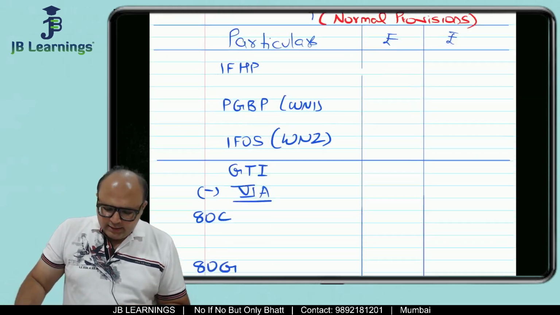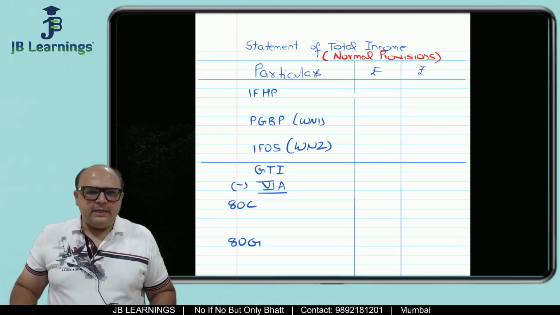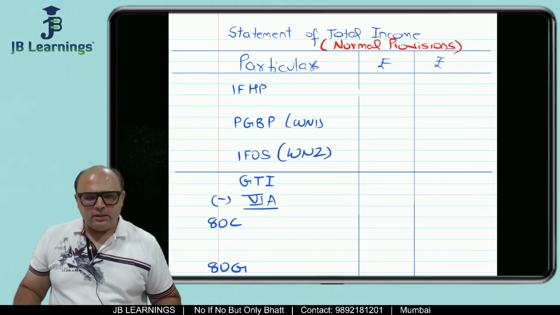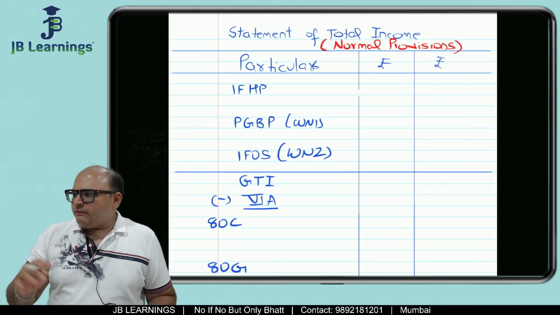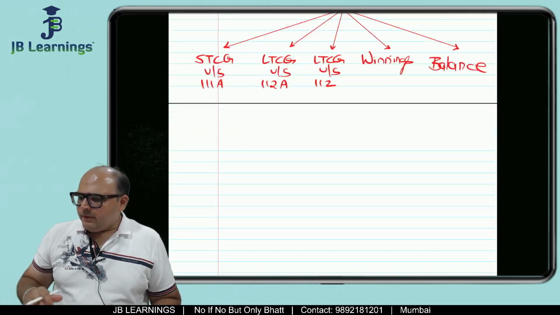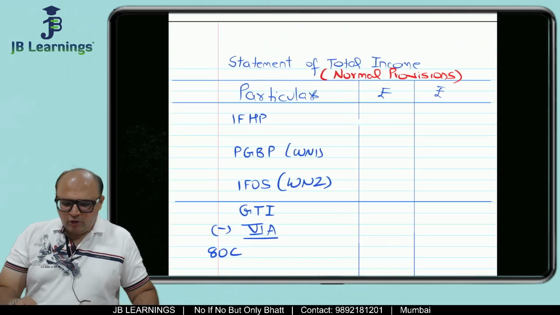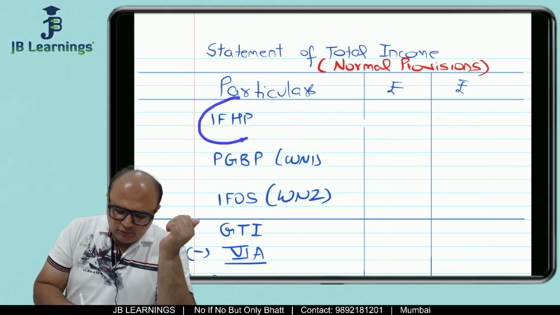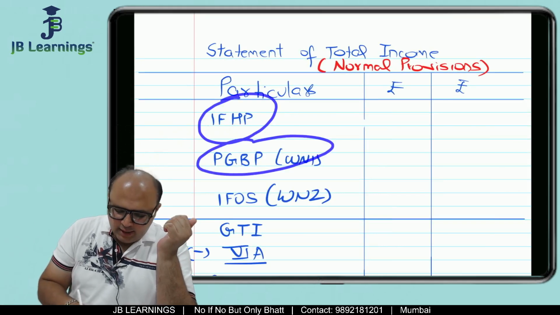So what I have done is I have kept the format ready. In exams also you can do this. You keep the format ready, draw the format very fast, and then, once the format is ready, you start posting everything. So see, when you draw the format, first you have to analyze how many heads of income are required. So in this, house property is required, PGBP is required, and other sources is required.